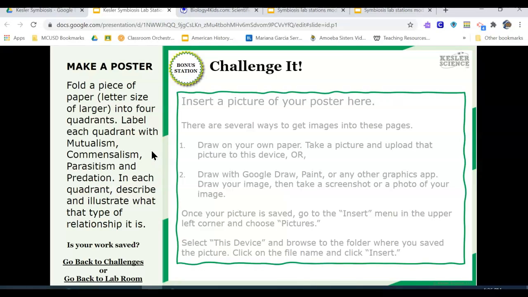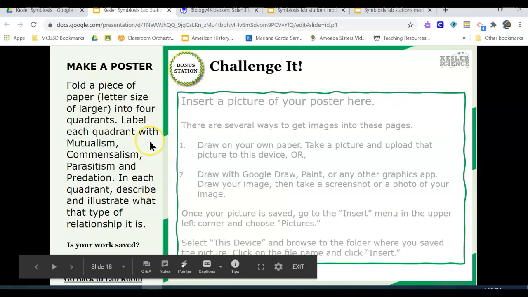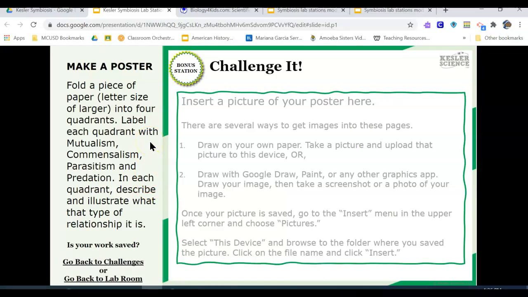Do not paste it on this slide. So what you're going to do is label each quadrant, and then you're going to describe and illustrate what type of relationship it is. So that is one of the challenges. You are required to do a Challenge It. Please do not skip this.